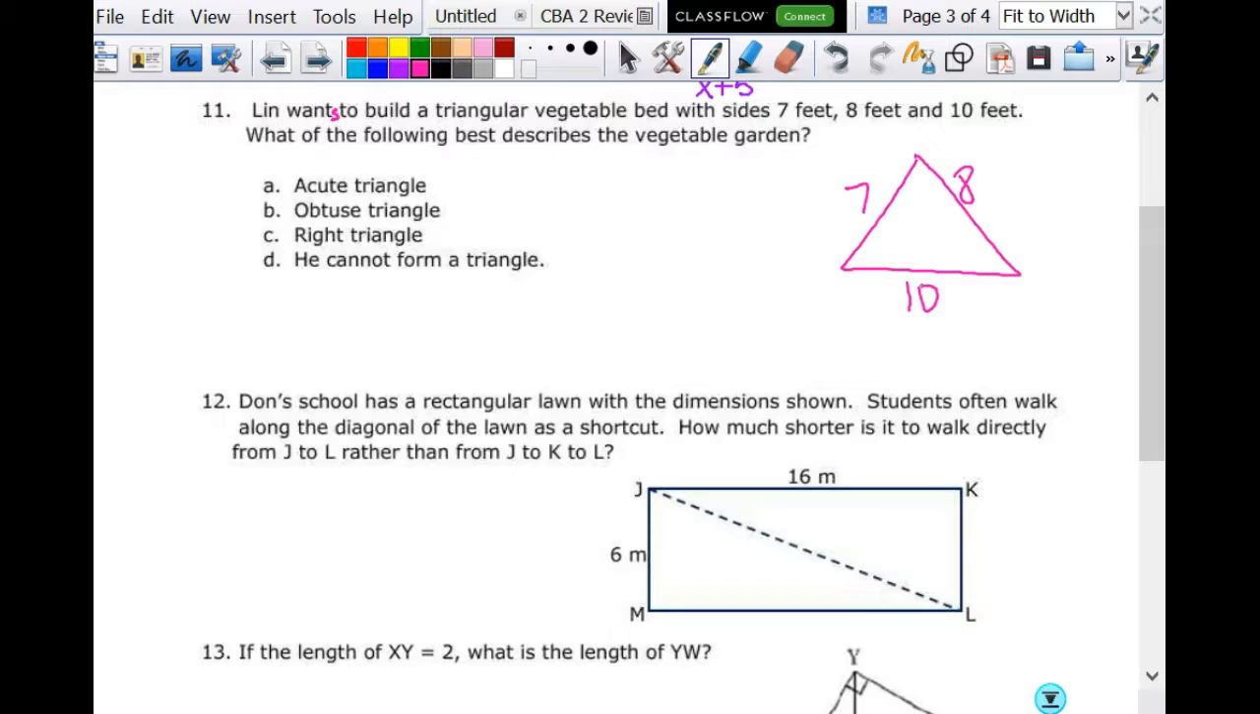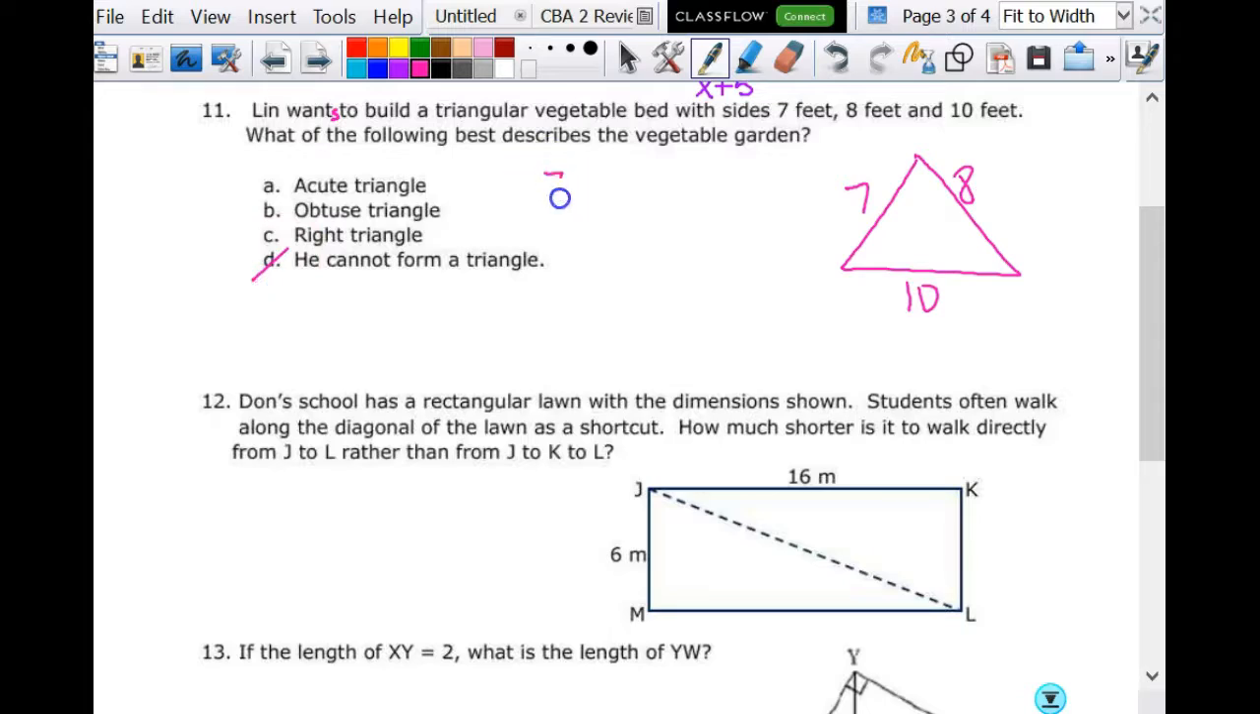Well, if you can't form a triangle, let's check that one first. 7 plus 8 is 15, that's greater than 10, so 8 and 10. So if you check each one, every 2 sides that you add has to be greater than the third, so we can definitely form a triangle, so the answer is not D. Which means I've got to figure out if it's acute, obtuse, or right.